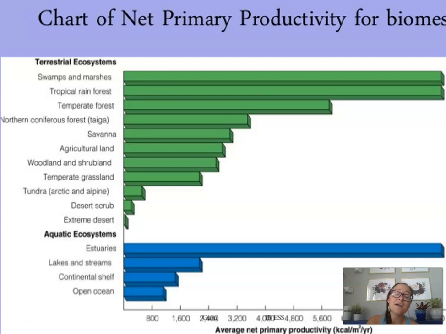Is it the amount of water or the amount of sunlight that affects how much plants are actually growing? In a grassland, it may be the amount of water that falls, or in a savanna, the amount of water. And then our aquatic ecosystems: an estuary is where you have a river meeting the ocean, and estuaries have high primary productivity along our coastlines. And then we have lakes and streams, the continental shelf, and the open ocean having the least.